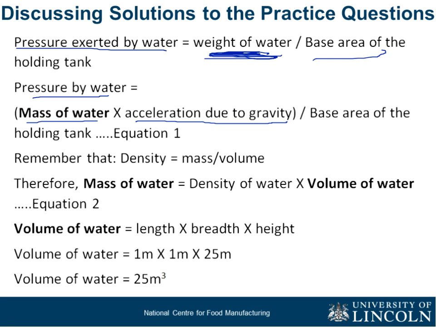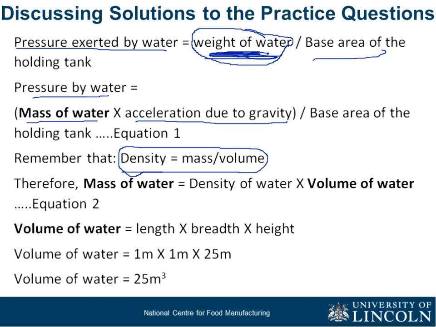I've not changed anything. I have rewritten the weight of water as mass of water multiplied by acceleration due to gravity. And again, let's move forward. We said earlier that our density equals mass over volume. What I'm trying to do now is to find out how do I replace this.